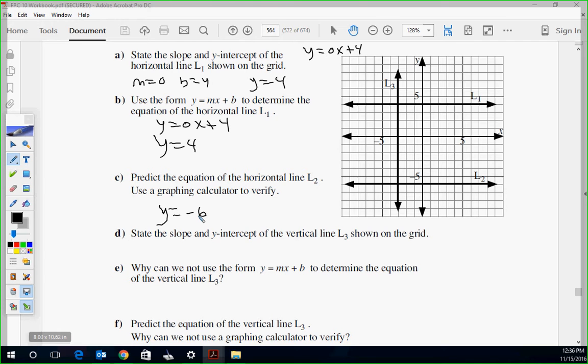So then what do you think the vertical lines are going to be? X equals. Good, because they go through an x value. So vertical lines are x equals, horizontal lines are y equals. That's all you need to know for those.